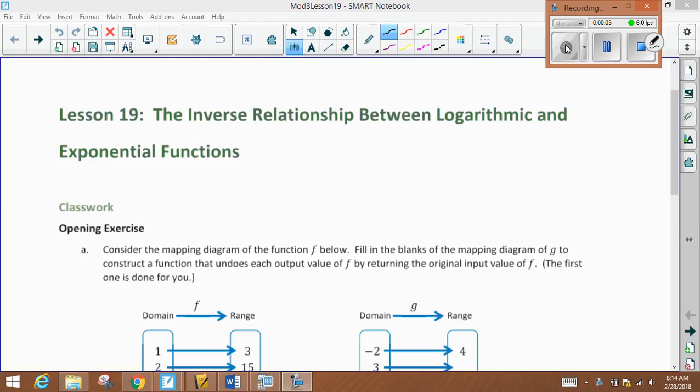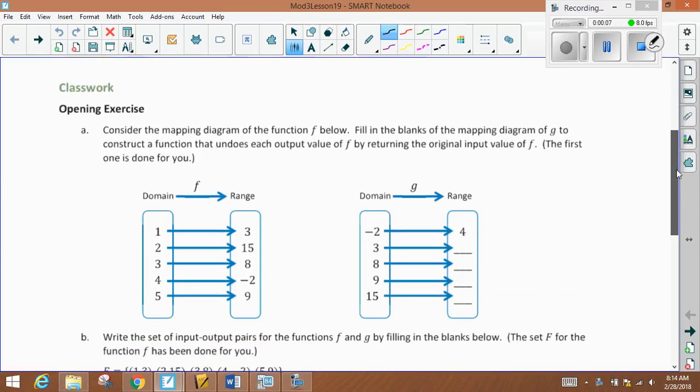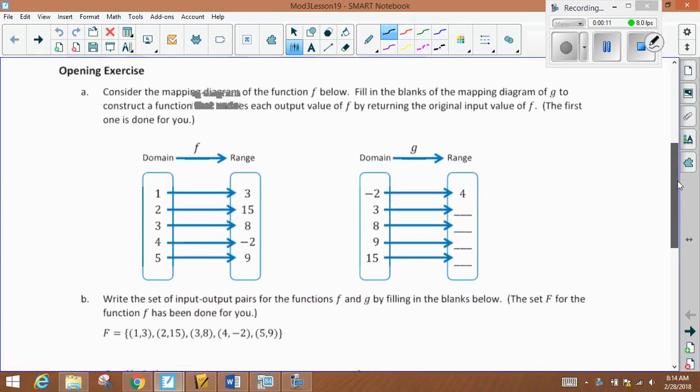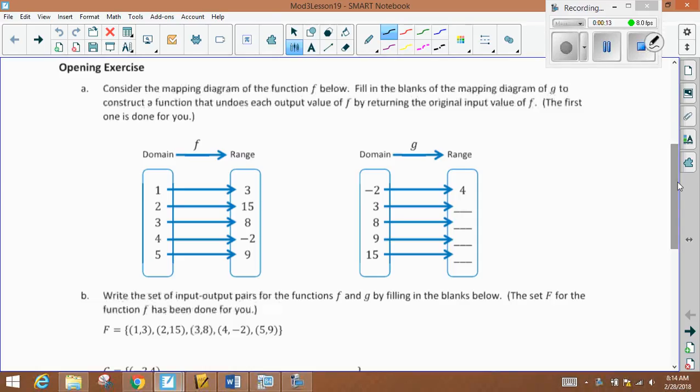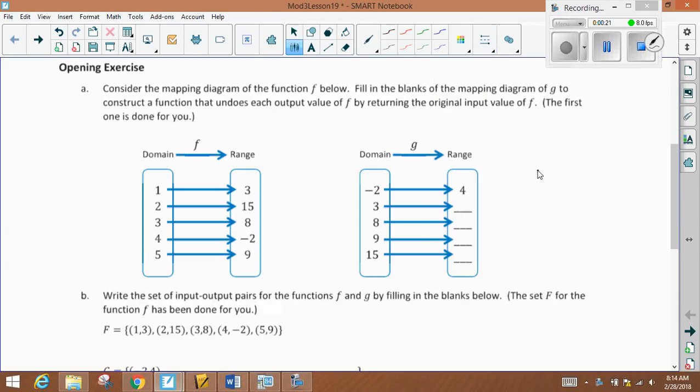Lesson 19, the inverse. Yay, you're going to learn how to find the inverse of a function. So, for this opening exercise, we've got a domain and a range, and the argument is that the inverse is simply reversing the domain and range, right? So, for this one, we saw that we had a range, right?